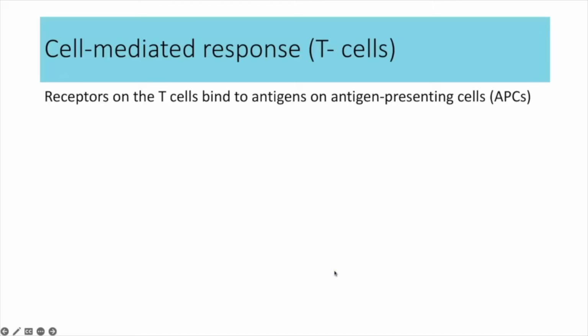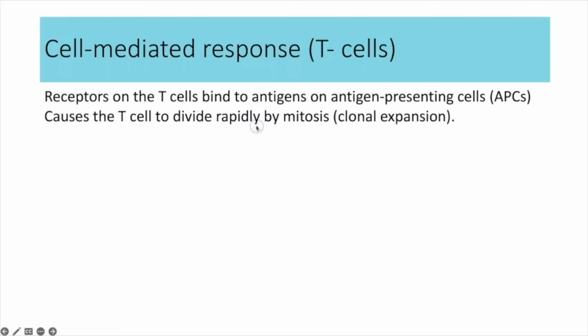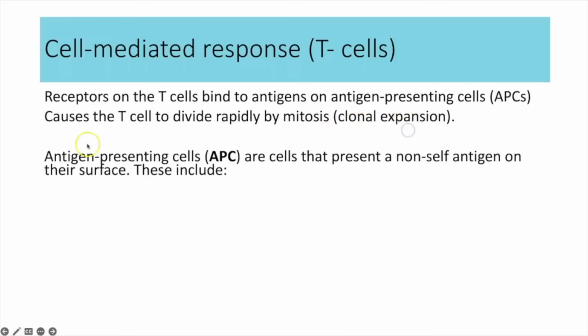We're going to start with the T cells, which are responsible for the cell-mediated response. Receptors on the T cells will bind to the antigens on antigen-presenting cells, and that's because of complementary shapes. This will cause the T cell to divide rapidly by mitosis. We call that clonal expansion, because mitosis creates identical cells, and because they're replicating, we get lots of them, so they're expanding in numbers.